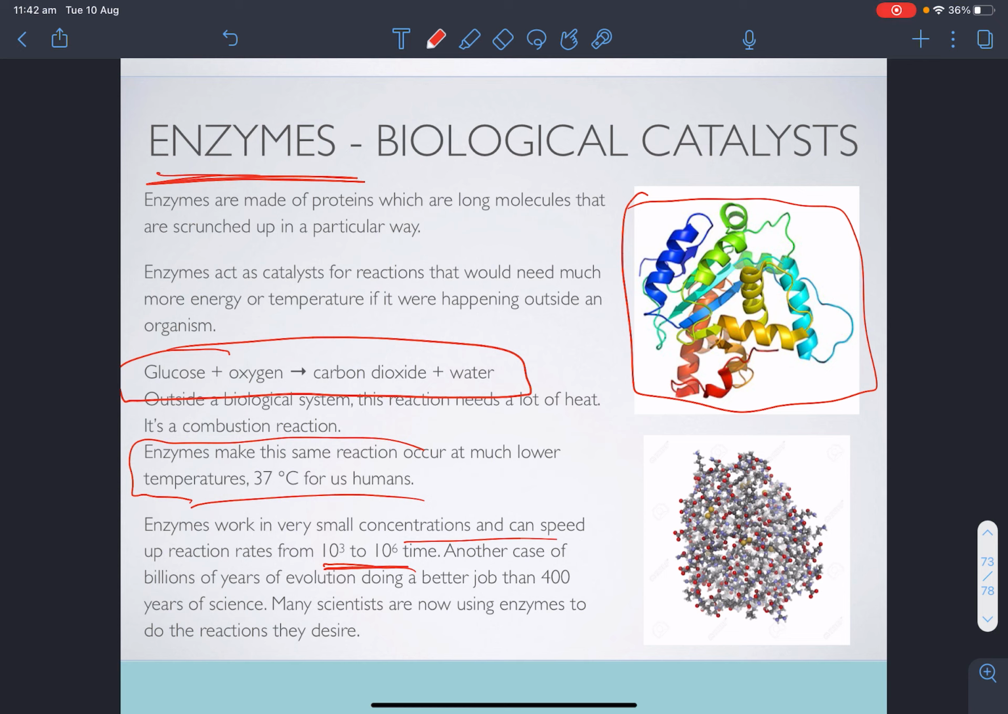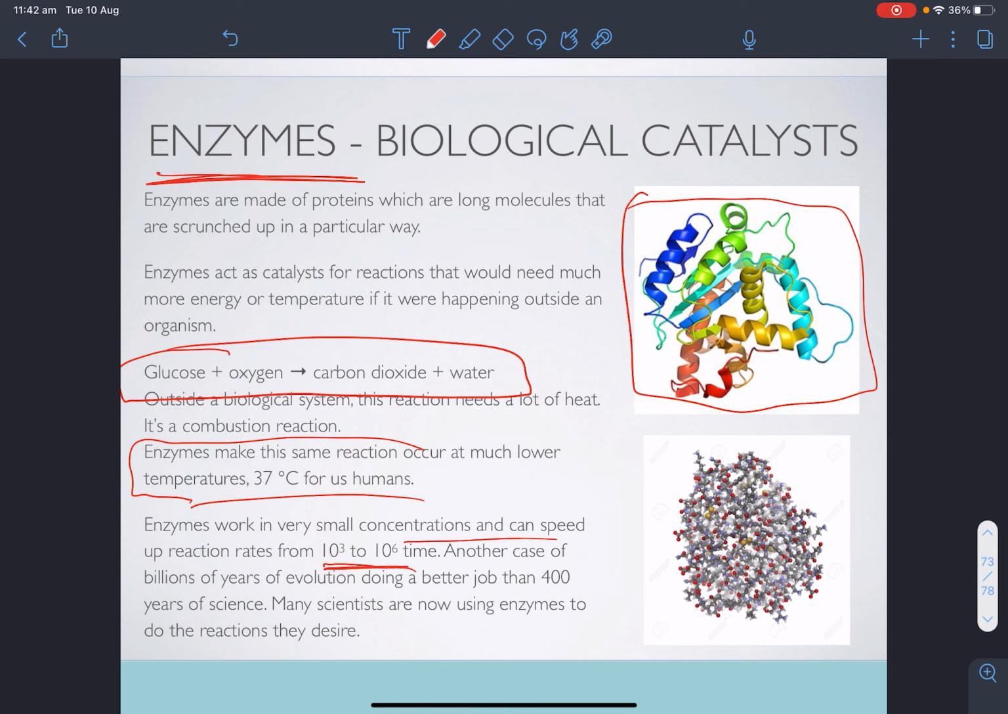Usually with catalysts, when we're talking about real chemistry, we might double the speed or triple the speed or something like that. But orders of 10, that's crazy, but thousands to hundreds of thousands of times. I like what I say here. Another case of billions of years of evolution doing a better job than 400 years of science.